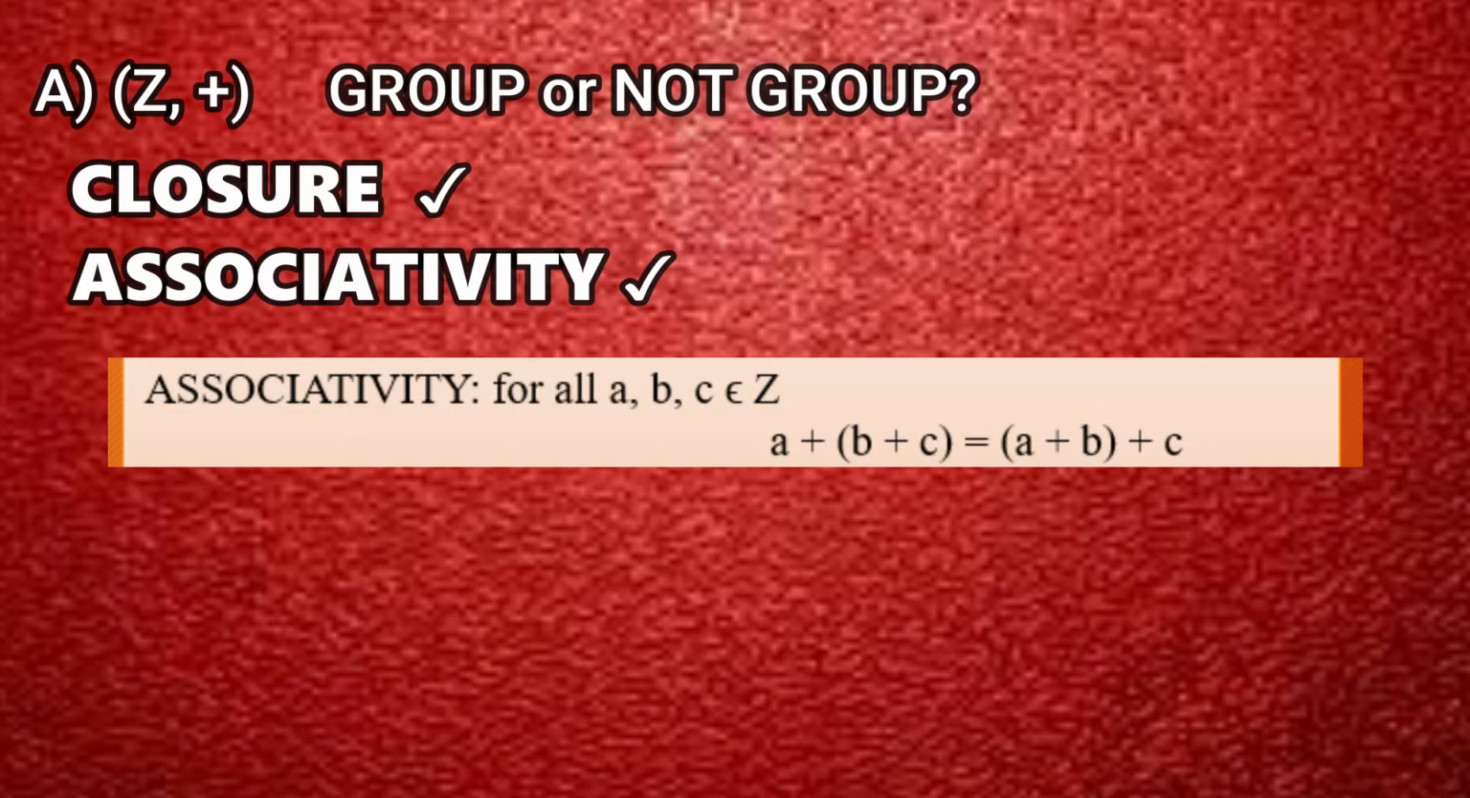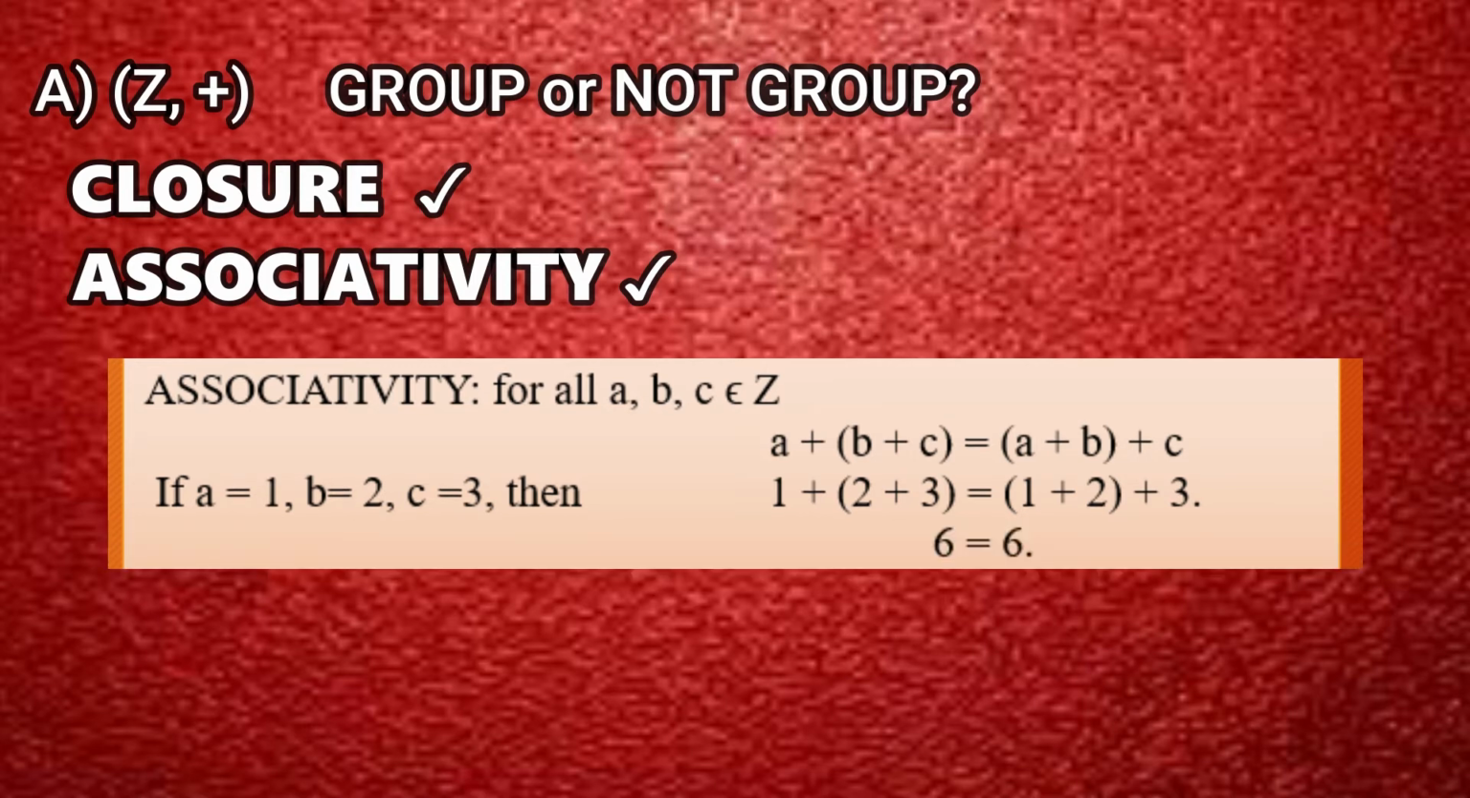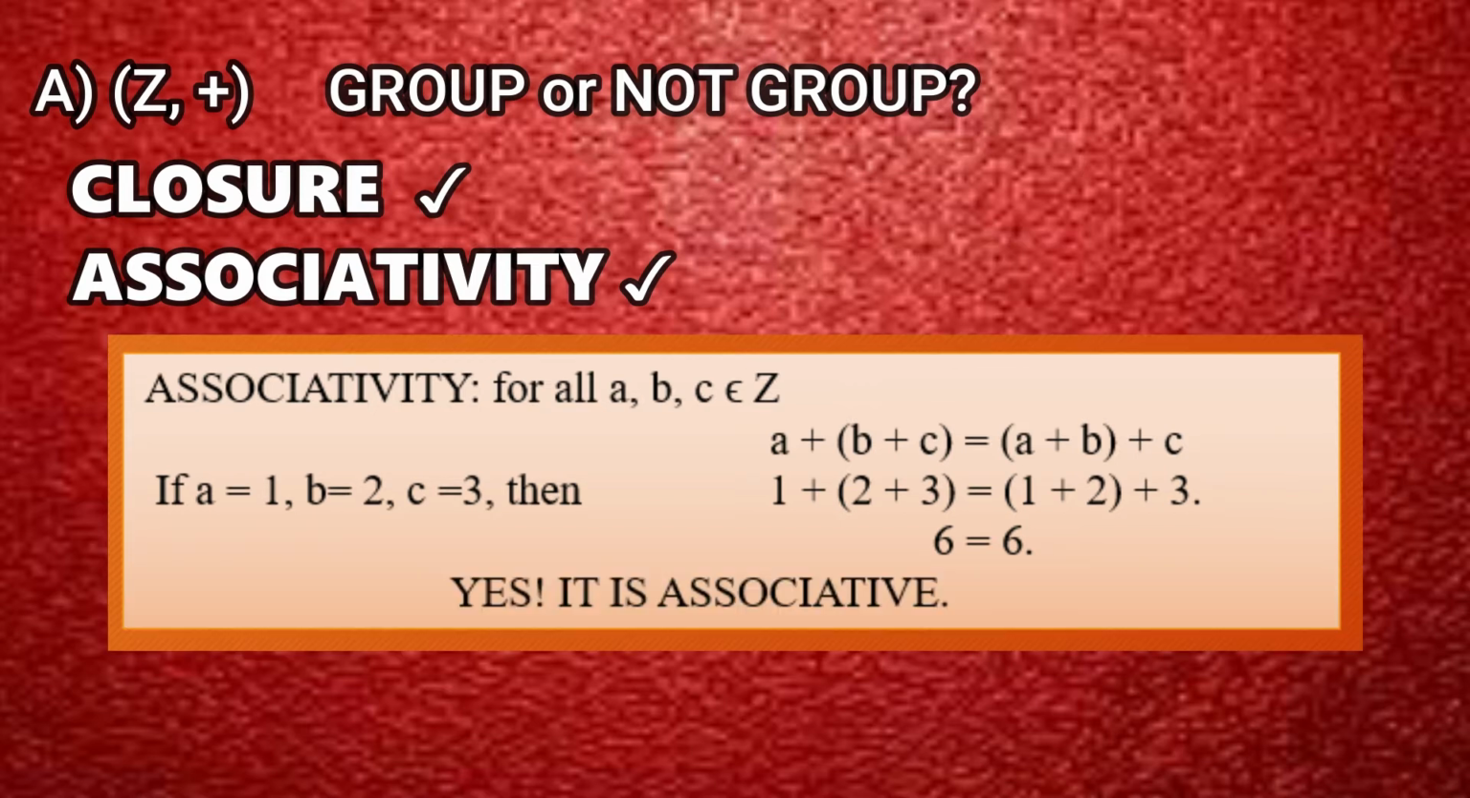Of course yes. To verify, let's take a look at this example. A plus the quantity B plus C equals the quantity A plus B plus C. If A is equal to 1, B is equal to 2, and C is equal to 3, then 1 plus the quantity 2 plus 3 equals the quantity 1 plus 2 plus 3. By associative property, we got 6 equals 6. So we can say that it is associative.